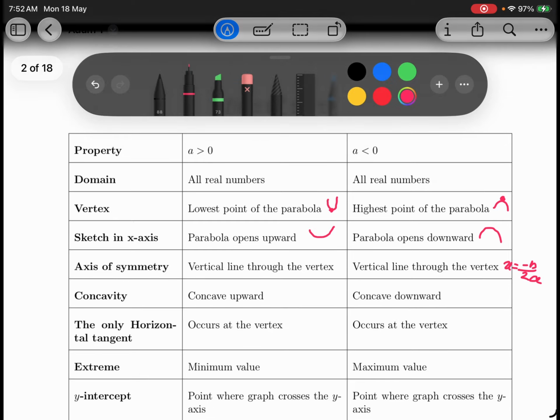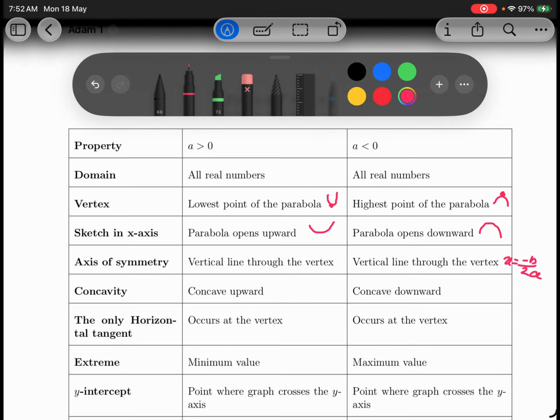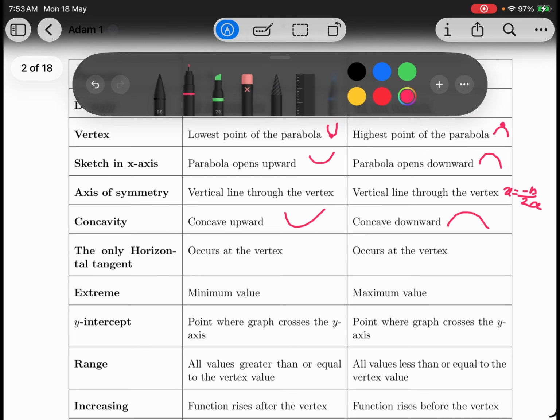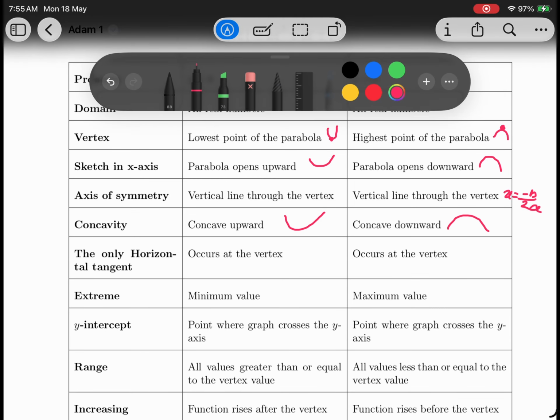And for concavity, concavity follows the sign of the leading coefficient. It will be concave upward when a is more than 0, and downward when a is less than 0. So it will be concave up like this when a is positive, and concave down when a is negative. And here we have what we call the only horizontal tangent line for this parabola.